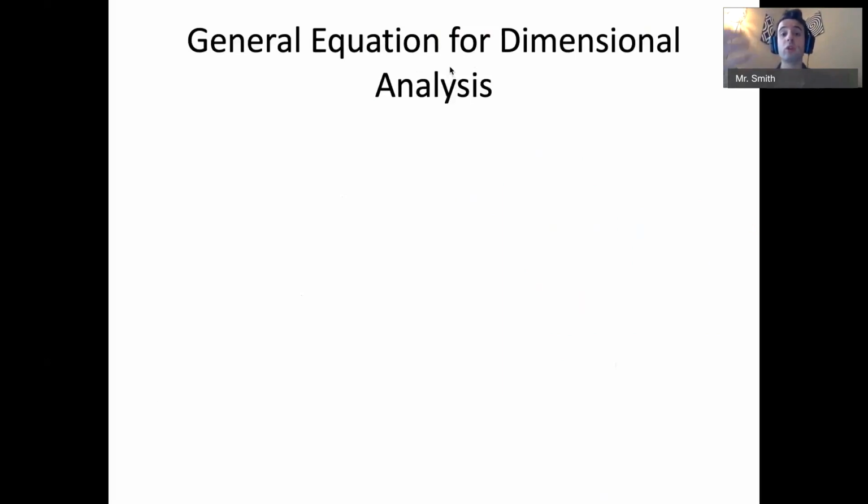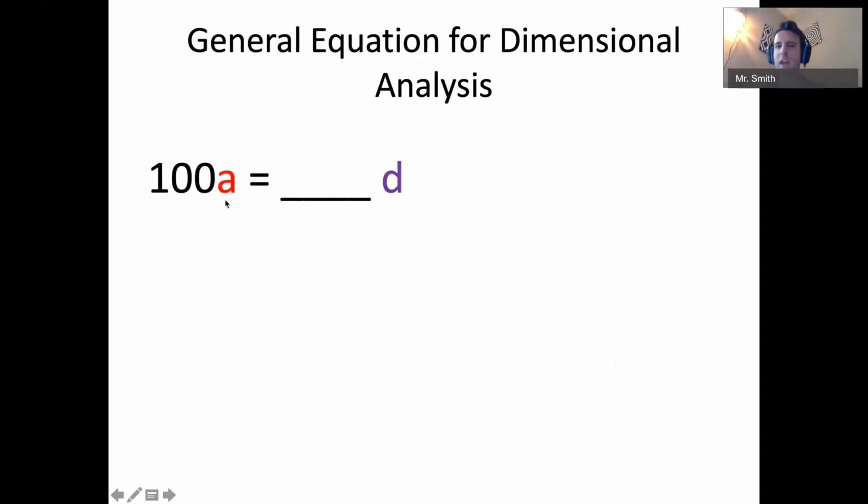And I want to show you the biggest of them first, just so you can see this is as complicated as it's going to get, and then we'll break it down from there. So here we go. I'll give you a number and then some unit, we'll call that A. So this could be grams, meters, feet, inches, it could be anything.